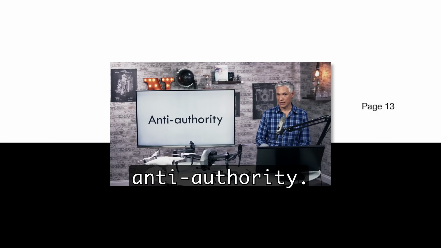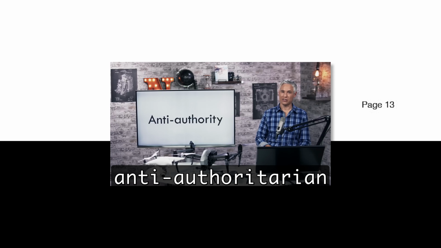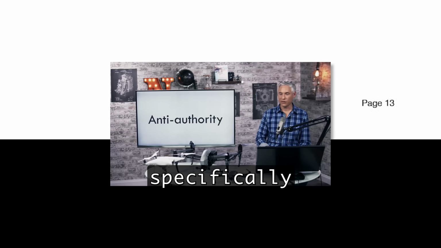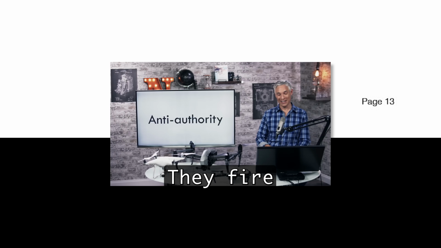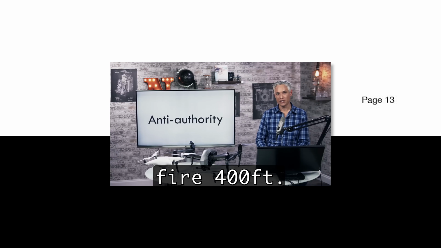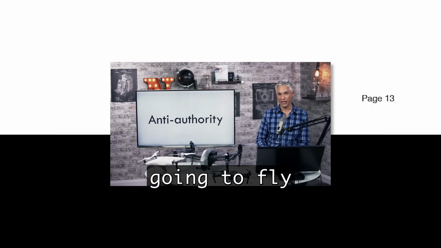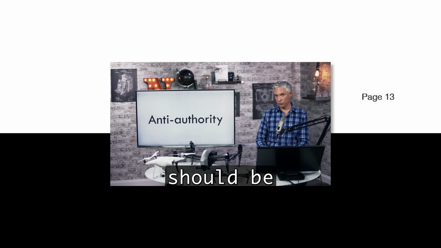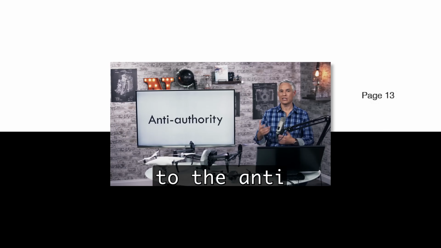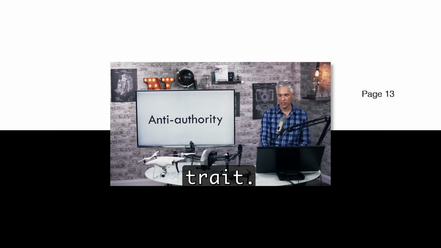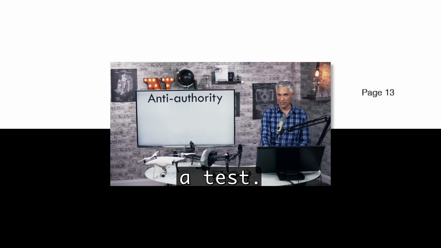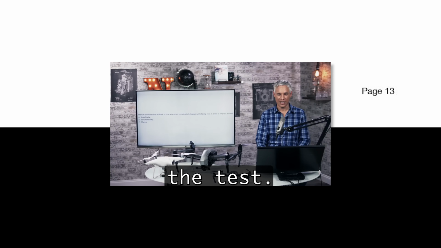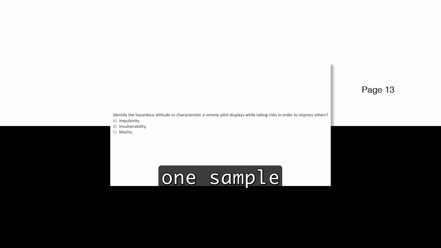Another personality trait is anti-authority. People who are anti-authoritarian do things specifically to defy rules. The FAA tells them not to fly over 400 feet. They're like, screw you, I'm going to fly at 600 feet. Rules should be followed. That's the antidote to the anti-authority personality trait. This is on the test. I know it seems weird. That's on the test. Here's one sample test question.